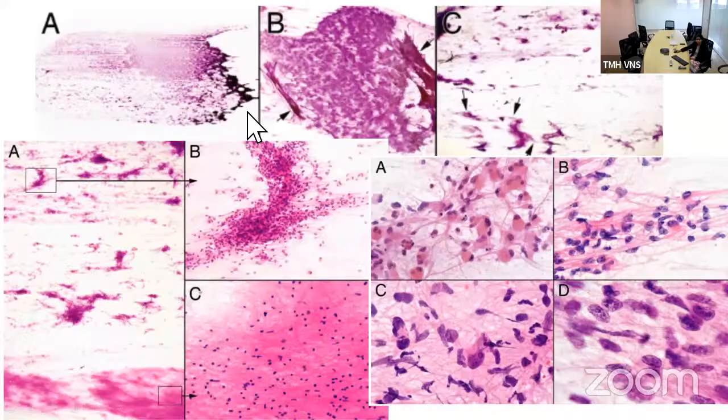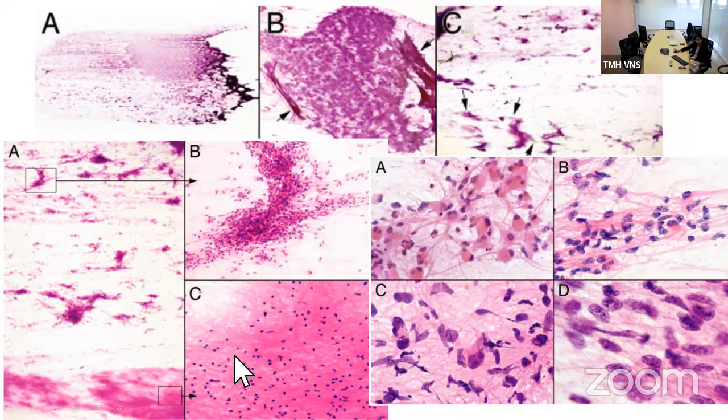So on smear, we can see the cellularity is increased. We can see some blood vessels here, and the tumor cells are clinging to the blood vessels, and we can see a lot of pleomorphic cells, some gemistocytes and some pleomorphic cells. So this is a hint that this is a glioblastoma.